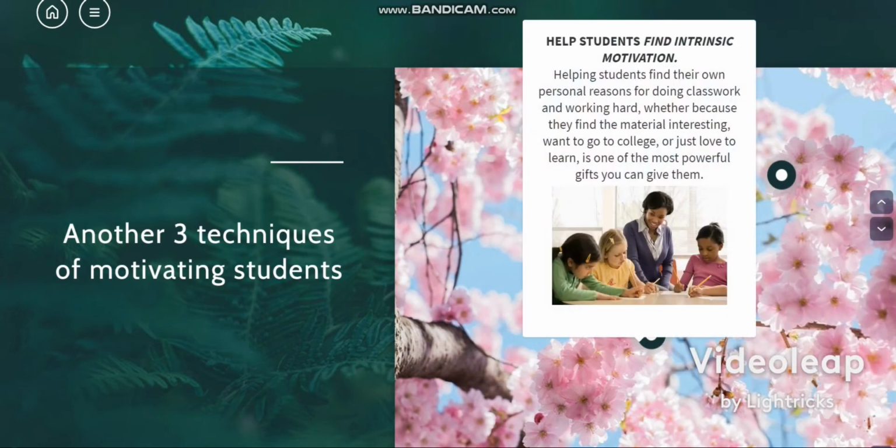Next is to help students find intrinsic motivation. So, helping students find their own personal reasons for doing classwork and working hard, whether because they find the material interesting, want to go to college, or just love to learn, is one of the most powerful gifts you can give them.